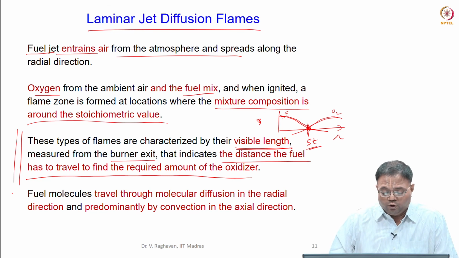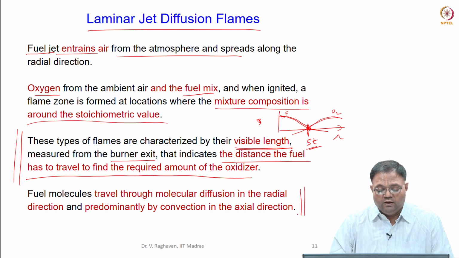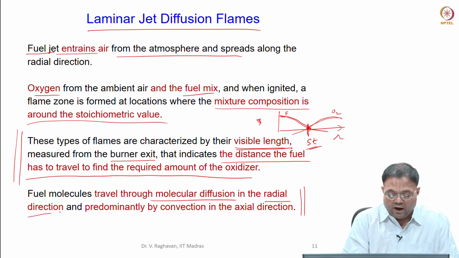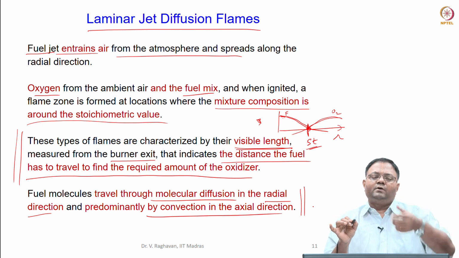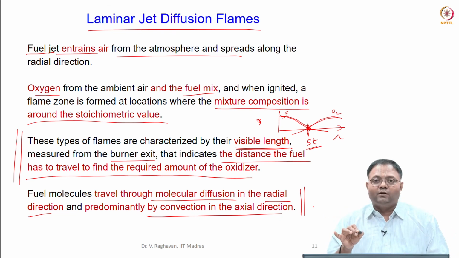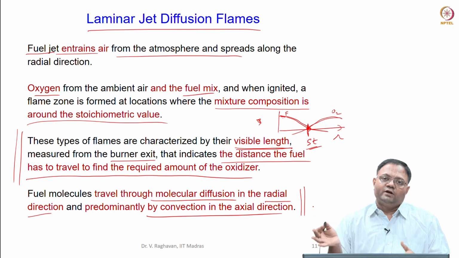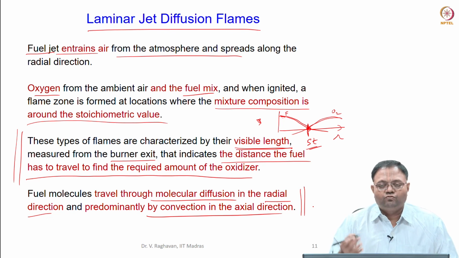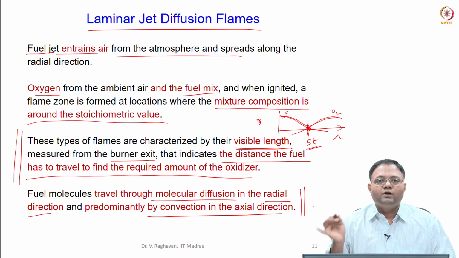Now, again I am repeating here, the fuel molecules travel through molecular diffusion in the radial direction and by convection in the axial direction. You can see the convection is predominantly in the axial direction because of the jet momentum coming from the nozzle exit, but in the radial direction it is only by diffusion, concentration gradient driven. Of course, Soret effects also will be there, but predominantly it is diffusion driven.